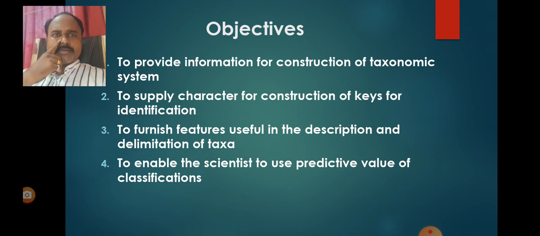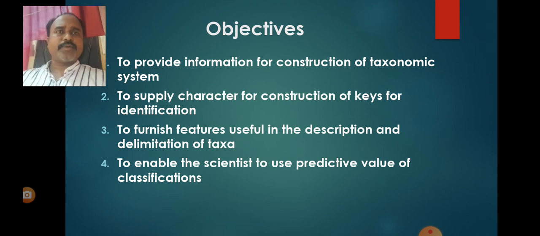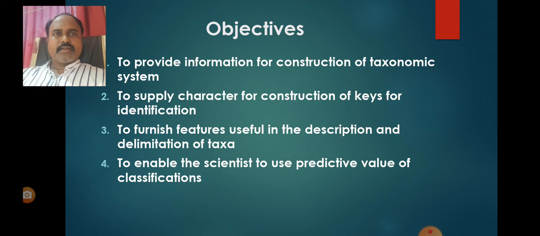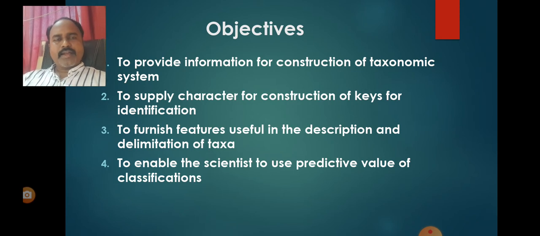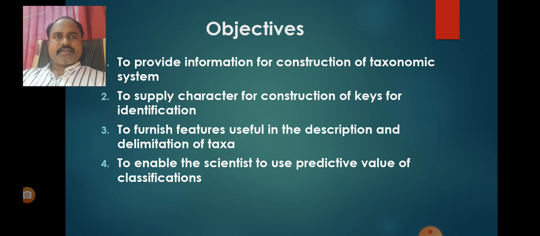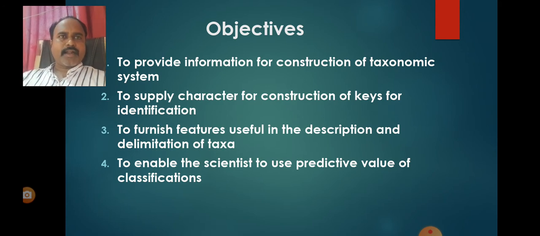The second objective is to supply the characters for the construction of keys for identification. This is one of the interesting objectives. The duty of a taxonomist is basically the collection of a plant, identification of a plant, then nomenclature of a plant, and finally classification. And this is possible if we know the characters of a plant, particularly the species.